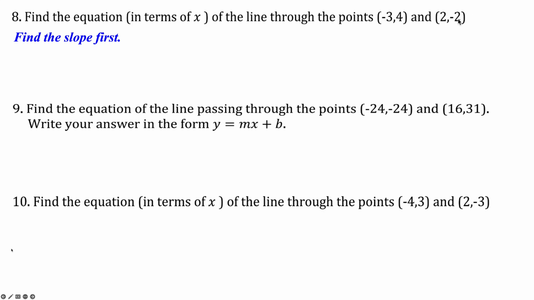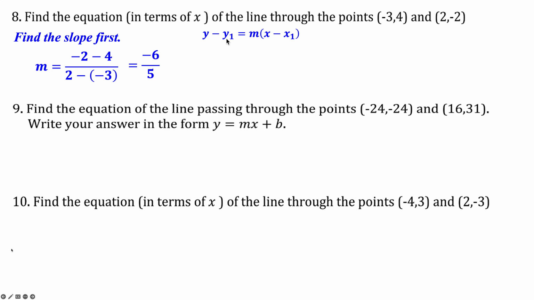So we're going to go second y, negative 2, minus the 4, over second x, 2 minus the negative 3. That's going to turn into a plus. So we're going to get negative 6 over 2 plus 3 is 5. There's my slope. And since neither one of these points has a 0 for an x, I'm going to use my point-slope form because I don't have my y-intercept, and I'm going to substitute in some points.